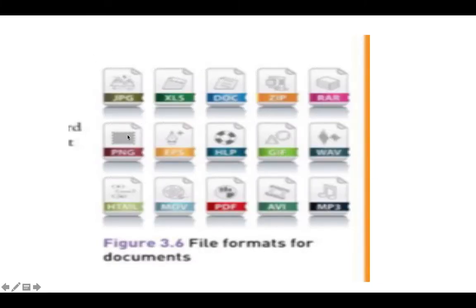But let's have a look through these ones. So JPEG, spelt JPG or JPEG, would be used for images. XLS would be used for Excel, so spreadsheets. If you're doing a work plan or a Gantt chart, you'd use Excel. A document might be used for your script or any Word document.